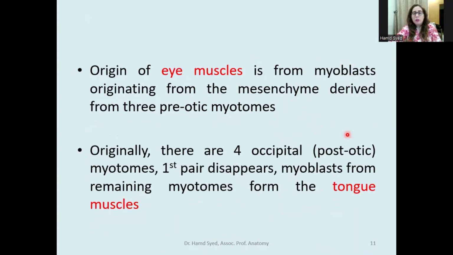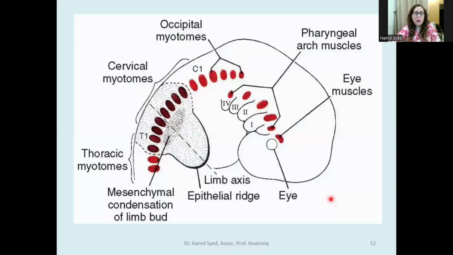Whereas if we look at the post-otic region, that is posterior to the developing ear region, we will see that the upper somites, there are 4 occipital myotomes, which I told you are the parts of the somites. The first pair of the 4 occipital myotomes will disappear, and the remainder, their myoblasts, will then form the muscles of the tongue.